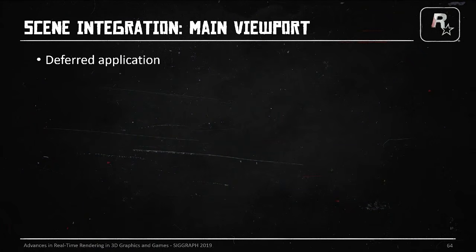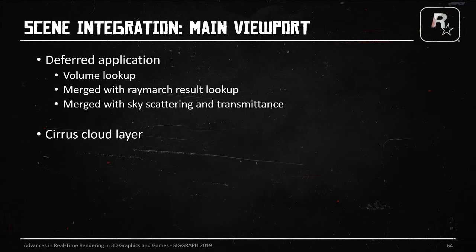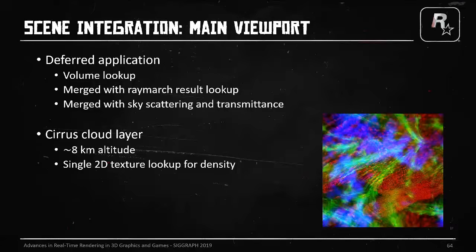The main viewport applies all these effects we've looked at, all these approaches, in a deferred way. So we look up the accumulation volume, and we merge that with the ray marched lookup, and then apply the sky scattering on top. And we accumulate also a cirrus cloud layer, which is just a single lookup at high altitude from a pre-generated art-designed texture. But we only use it for density estimation and still apply the same shading model as before. So it's essentially like a dedicated sample at very high altitude that we don't have to search for.